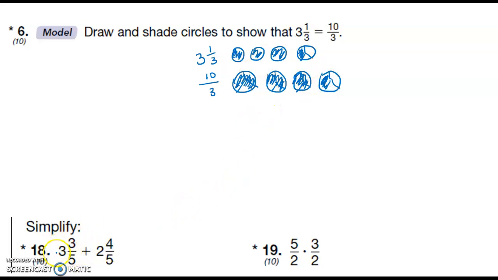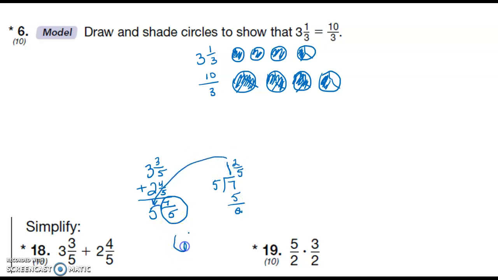All right. 18, simplify. So we're going to add 3 3/5 plus 2 4/5. Okay. So first thing we do is we add 3 plus 4, which is 7. We put that over 5. And then 3 plus 2 is 5. Now I'm going to have to simplify this. So 5 goes into 7 one time with 2 remaining. So I have 1 2/5. So I'm going to add this 1 to 5. Get 6 2/5.